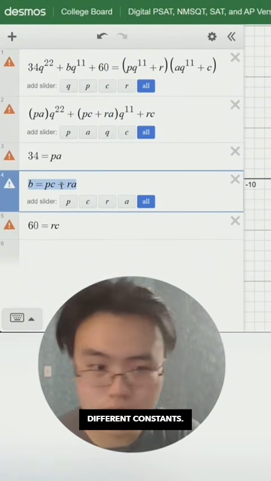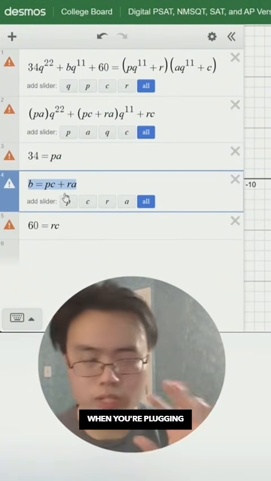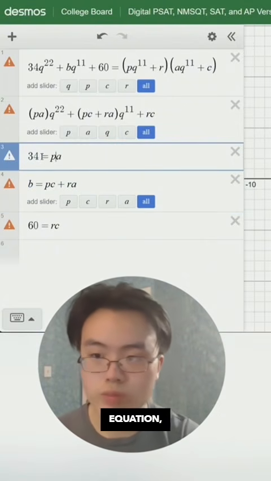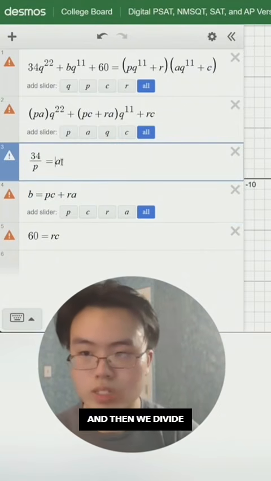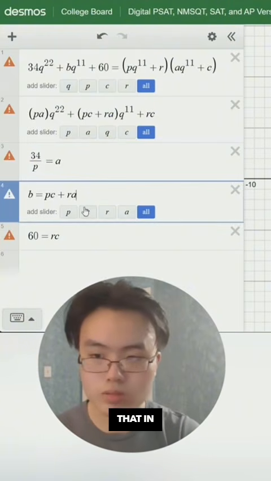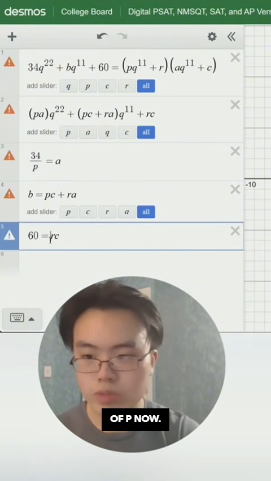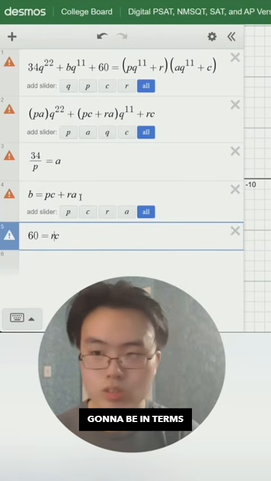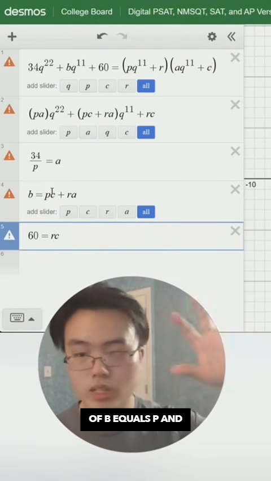The problem is there are 4 different constants. It's going to be really complex, and we'd be plugging in a bunch of different values. I think the easiest way is to get it in terms of p and r. We can do that, right? Because if we rearrange this equation, we divide the p over so that it cancels out. We can substitute that in for a, and then it's going to be in terms of p now. Same thing for this. We can divide the r over and substitute that in for c, and then it's going to be in terms of r. So then we get the equation of b in terms of p and r.